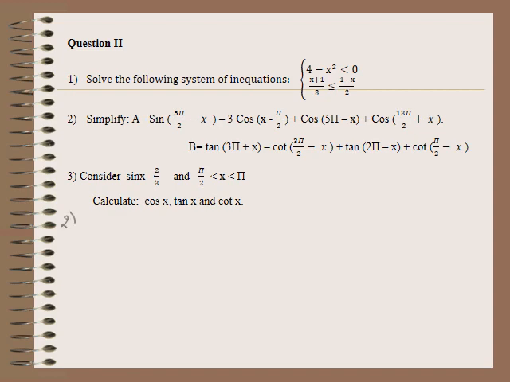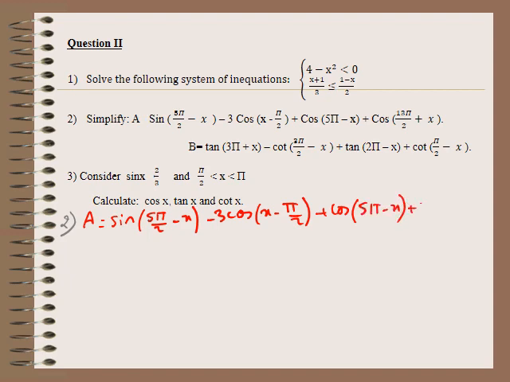Number 2, simplify A. A equals sine of 5 pi over 2 minus x, minus 3 cosine of x minus pi over 2, plus cosine of 5 pi minus x times cosine of 13 pi over 2 plus x.